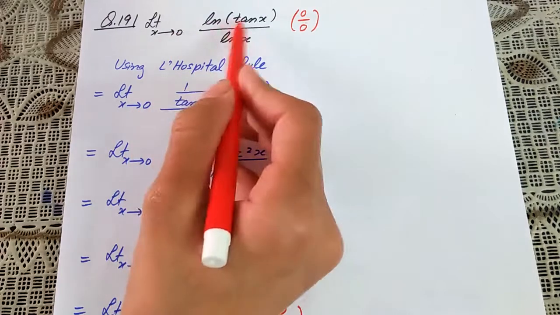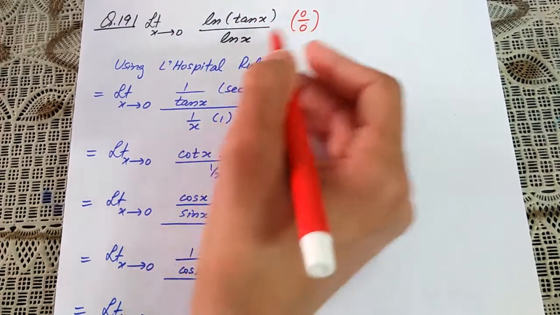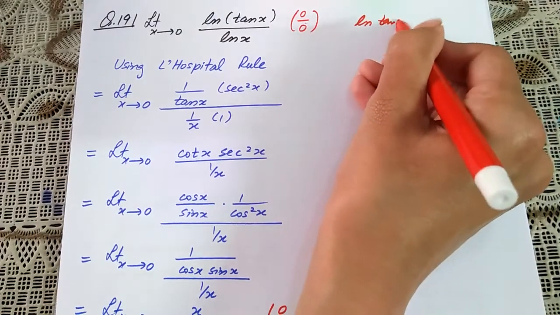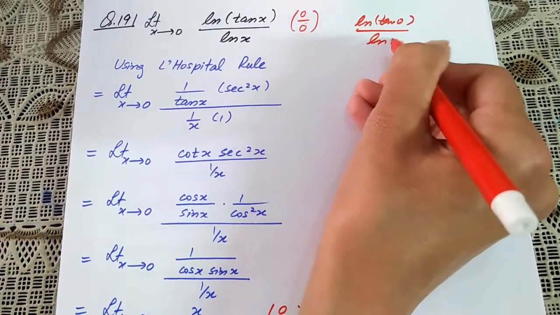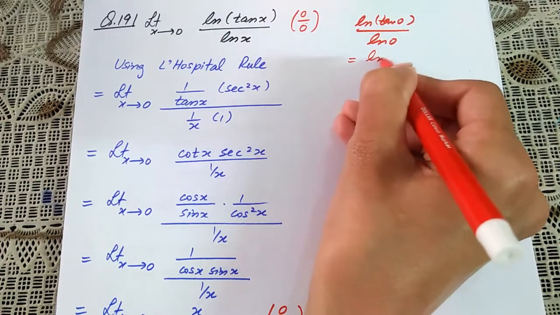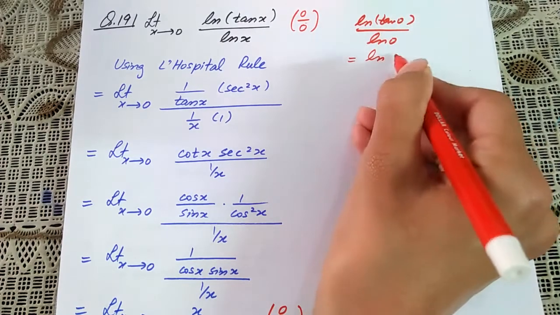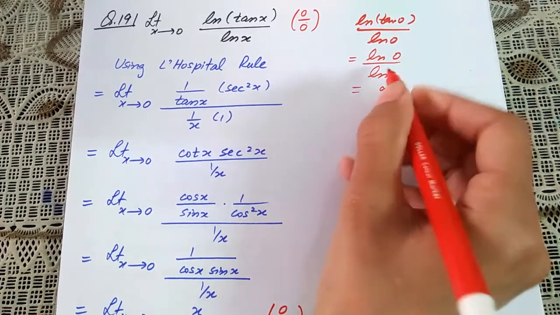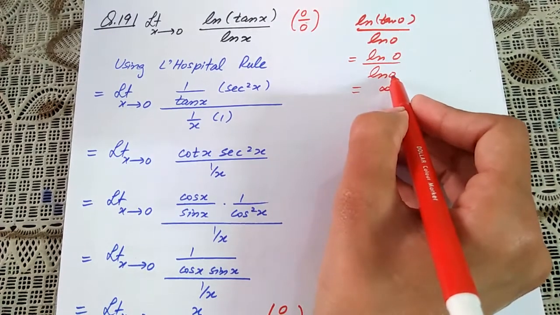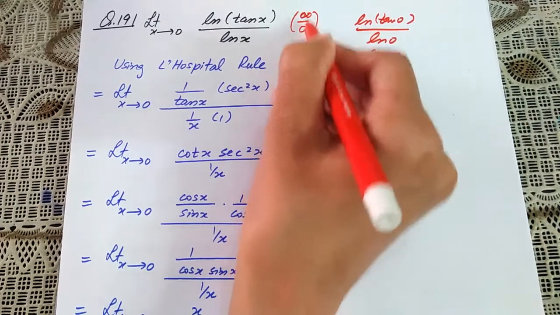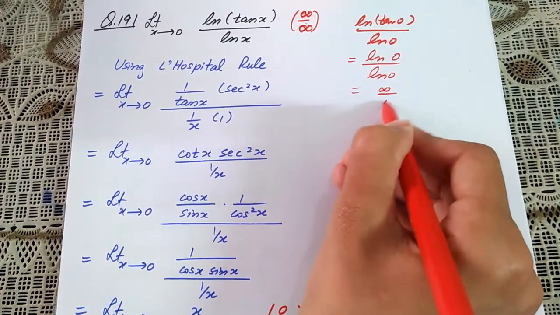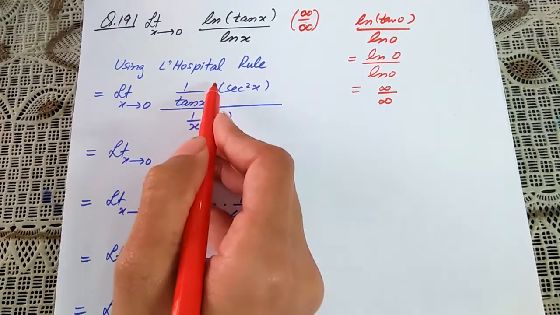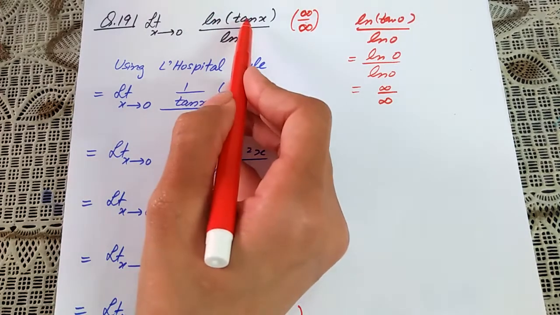When we put 0 in place of x, it becomes ln tan 0 divided by ln 0. We know that tan 0 is 0, so this is ln 0 over ln 0. It is an infinity over infinity form because ln 0 is undefined. Using the L'Hopital rule, take the derivative of the numerator.